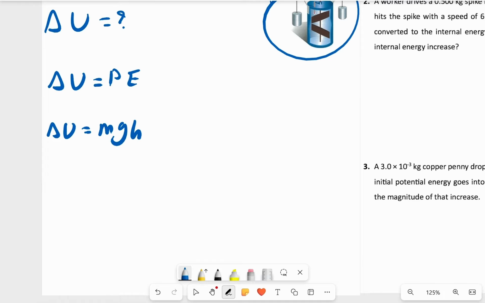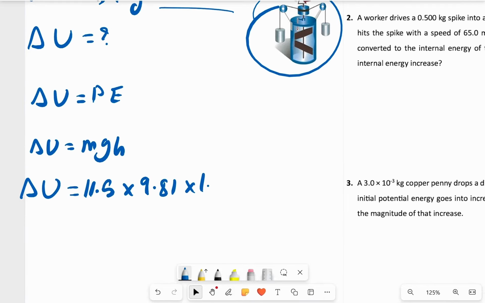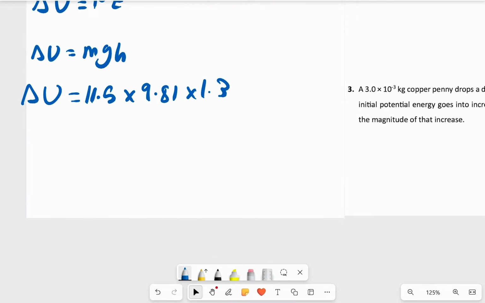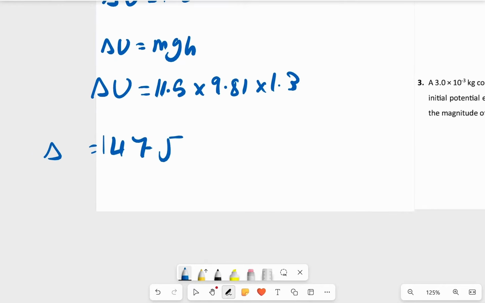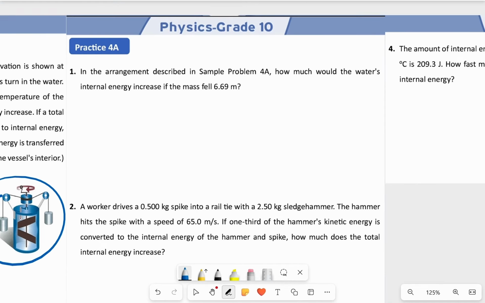Mass, which is equal to 11.5, times gravity, which is equal to what? 9.81, times height, which is equal to 1.3. Yes, 1.3. Now multiply all of these and you get what? You get 147 joule. This is delta U. Okay, this is sample problem 4A.